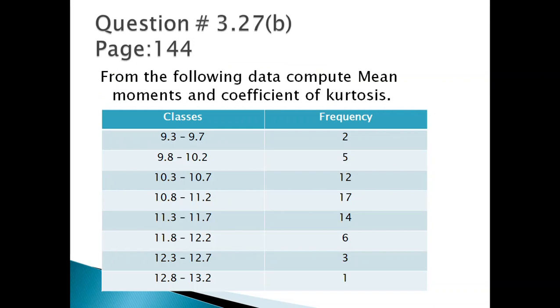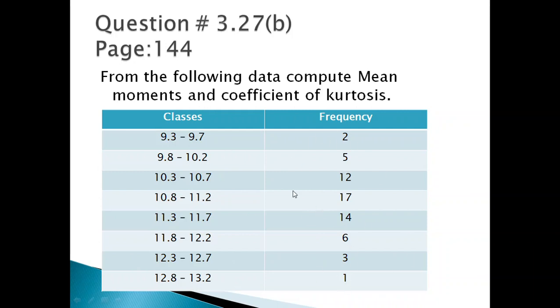Now the last question for your course is question number 3.27 part B, which you can find on page number 144. From the following data, compute mean moments and coefficient of kurtosis. This grouped data is given to you, in which classes and frequencies are given.